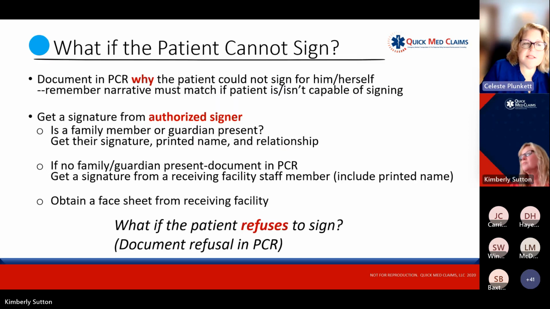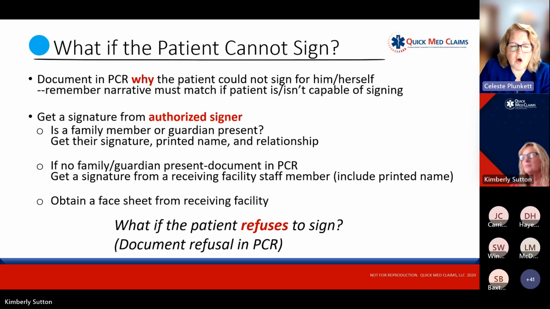If the patient cannot sign, then what are your options? If they can't sign for themselves, make sure your narrative matches why they can't sign. Then you would move on to a Section 2, which is an authorized signer. That authorized signer does not tie them to financial responsibility. What it does is it just validates that the transport took place. So that could be a family member or power of attorney.